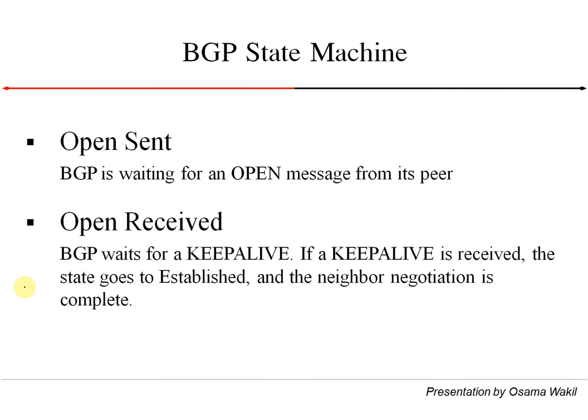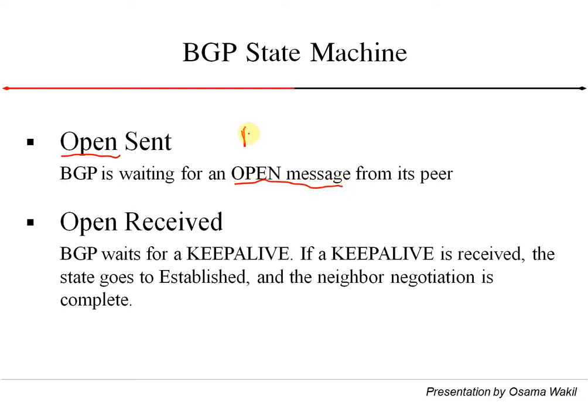After the active state, once we go to open, let's first talk about open. The open message is a message which contains the AS number configured in the router, the BGP version, the hold down time, and the BGP ID. These four items together are known as the open message.